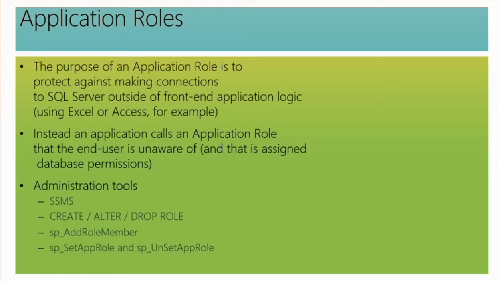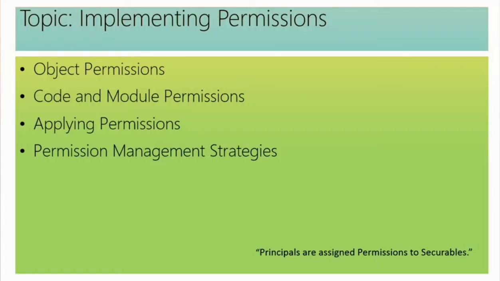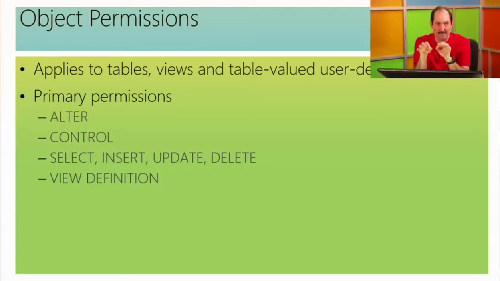So the last piece of this then is really going to be permissions. Yep, so now we have object permissions, code and module permissions, and we have to get to some permissions management strategies. Okay. Let's take a look then at object permissions. I have a broad class of objects that are contained within a database. We have tables, views. You see there are a bunch of other objects there. Object permissions apply to those particular objects.